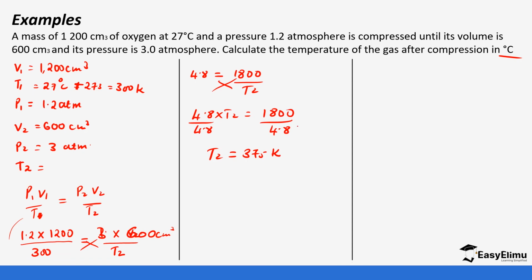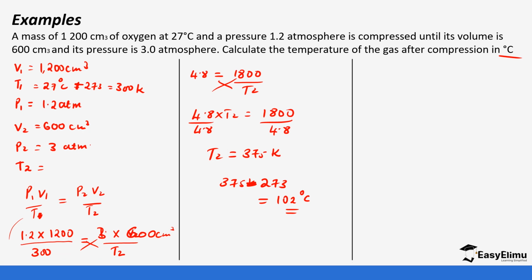So our question tells us that we need to leave our answer in degrees Celsius. So we are going to say 375 Kelvin, 375 subtract 273. So we are going to get 102 degrees Celsius. So that is the answer. So you've seen the way we have worked out the question using the formula.